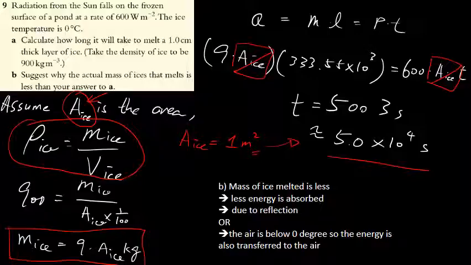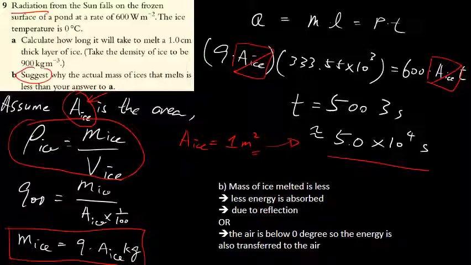For part B, it asks you why the actual mass of ice melted is less than your answer. In fact, I would think the ice melted in reality would probably be more, because I believe the air above the ice should usually be giving out some energy, transferring energy to the ice, not just relying on the radiation from the sun. But anyway, since it asks you to suggest, it doesn't matter what reality should be. Instead, you try to give any possible reason.